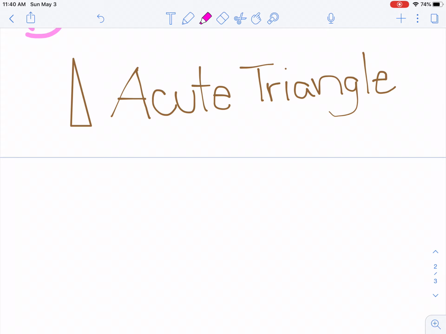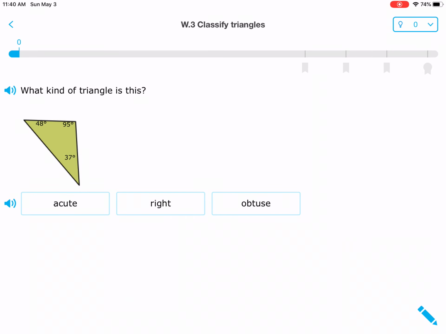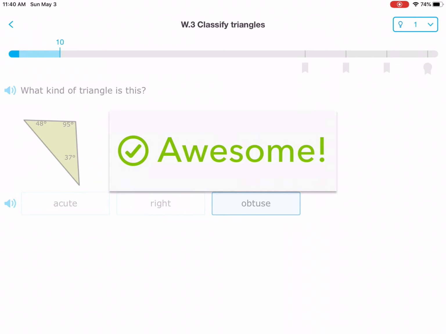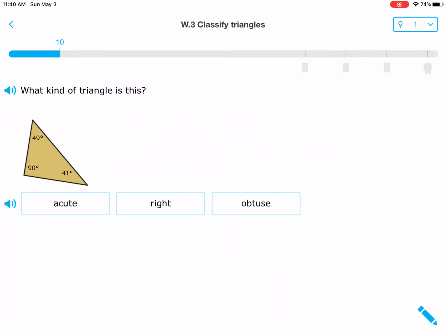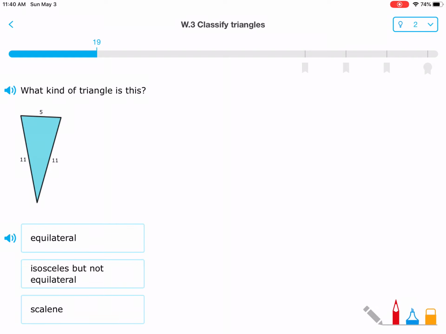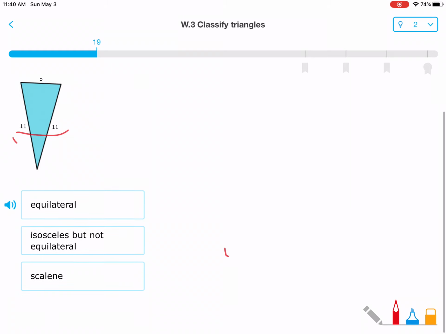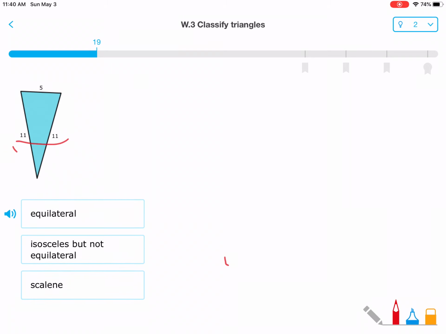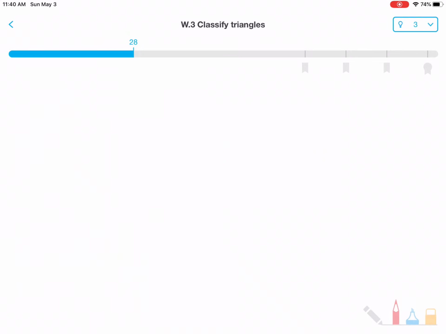So we're going to take a look at some IXLs. The first one is going to be classifying triangles, W3. It says, what kind of triangle is this? Okay, so we have an angle that's 95 degrees, which makes it obtuse. What kind of triangle is this? It has a 90-degree angle in the corner, so it's a right triangle. What kind of triangle is this? Has two equal sides. So it is going to be isosceles, but not equilateral. Equilateral would mean it had three equal sides.